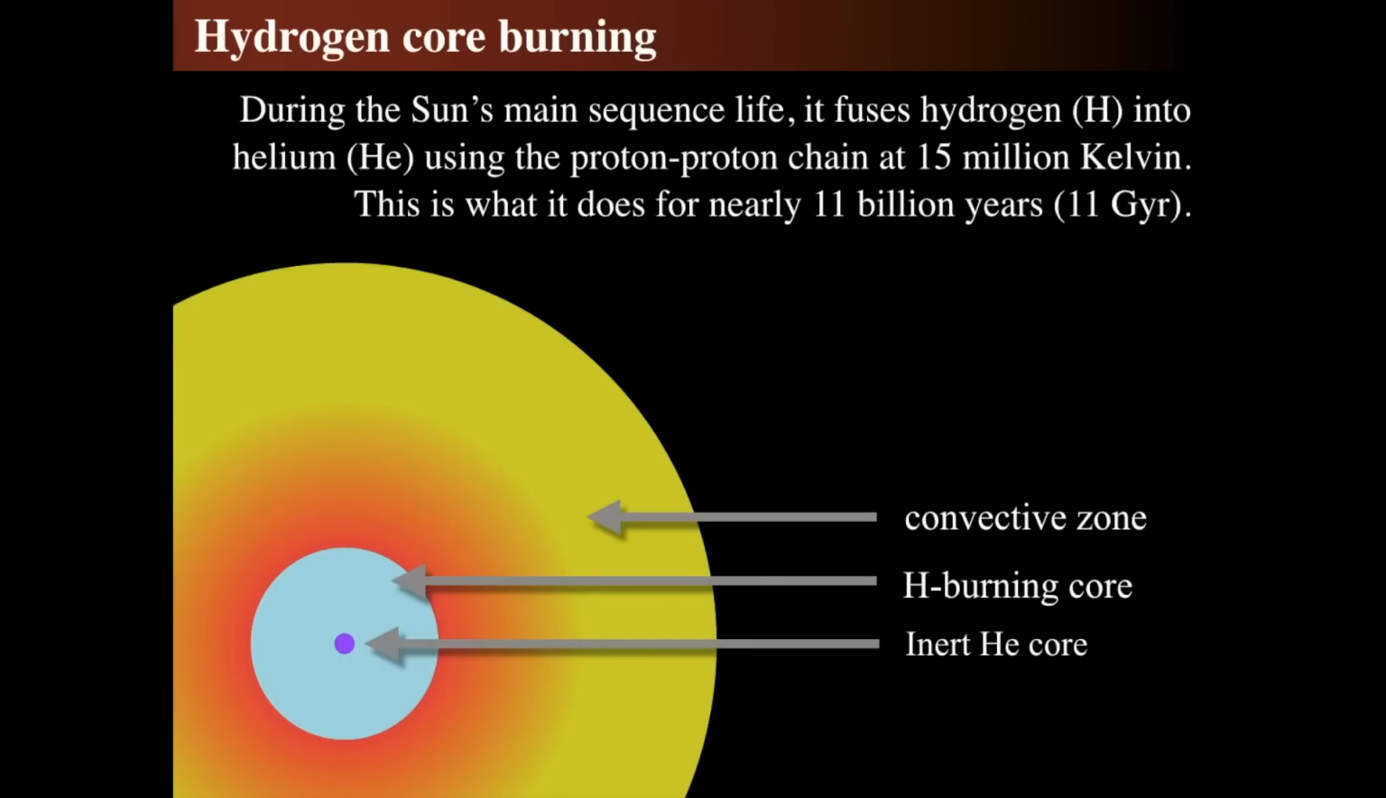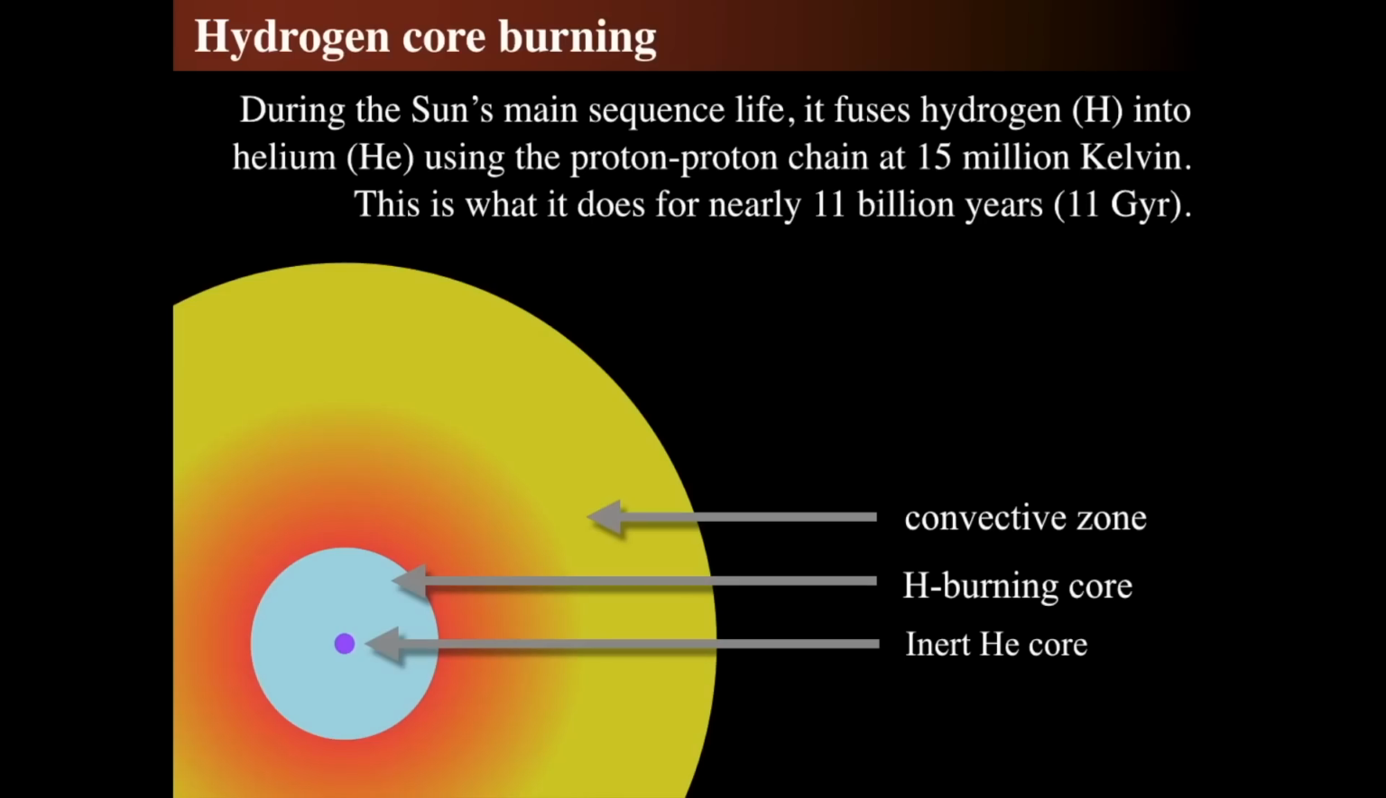So in the center of the Sun right now, there's hydrogen core burning, fusing hydrogen into helium. The process is predominantly the proton-proton chain, at roughly 15 million Kelvin in the core. If it was a little hotter, maybe about 18 million Kelvin, then the Sun would be burning through the CNO cycle, the carbon, nitrogen, oxygen cycle, but right now it is not. I think we talked about that before, and we'll talk about it again in a later talk. Right now it's going to be doing this for about 11 billion years.